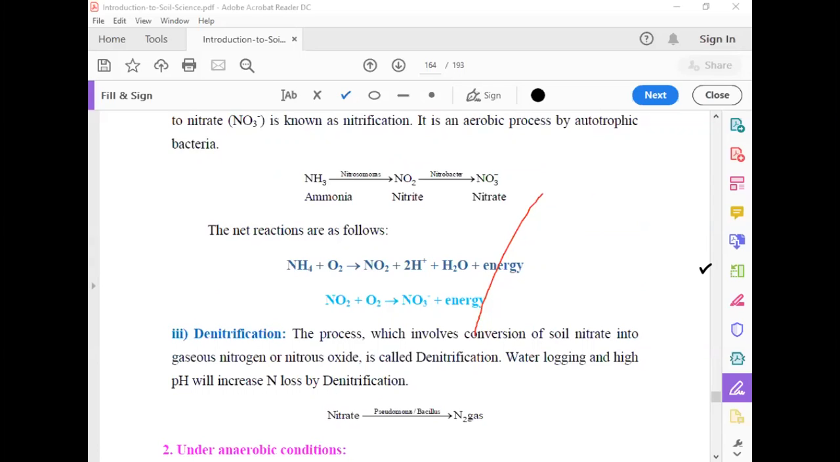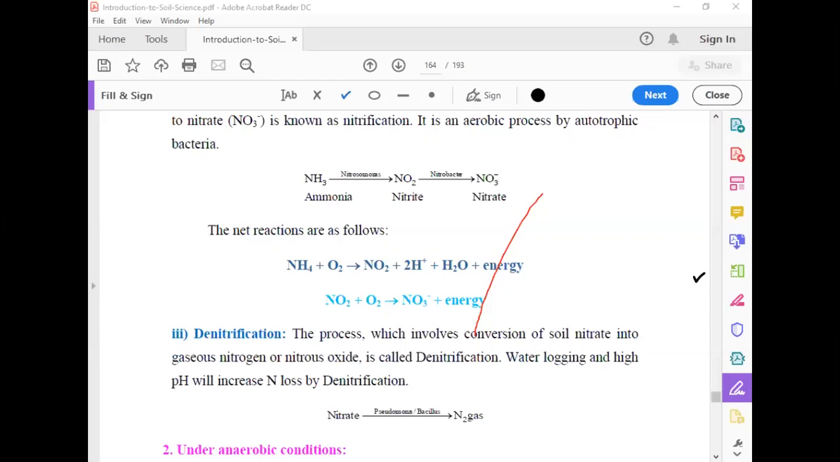Then denitrification. The process involves conversion of nitrate into gaseous nitrogen or nitrogen oxide. It is called denitrification.